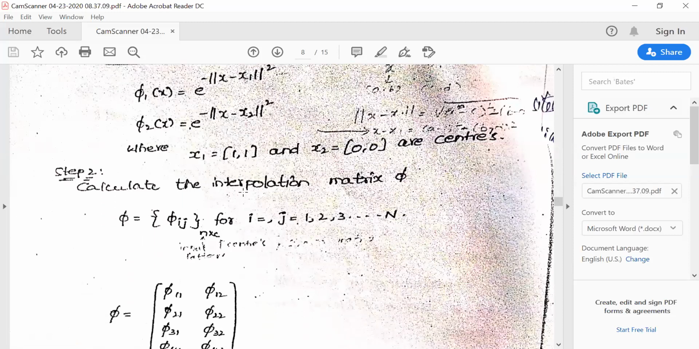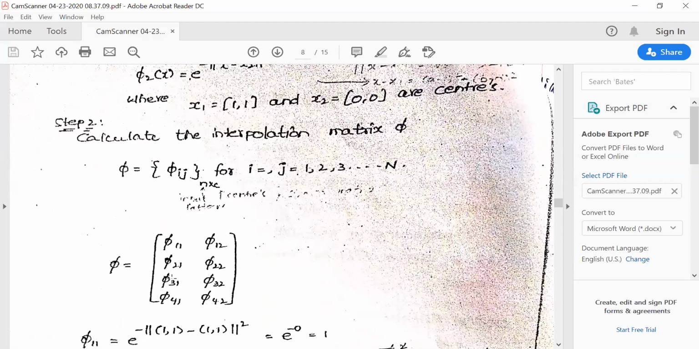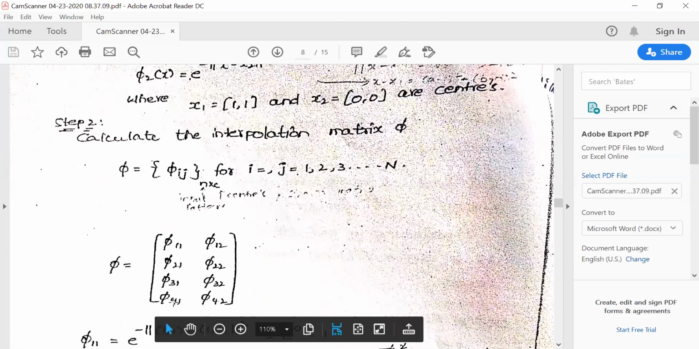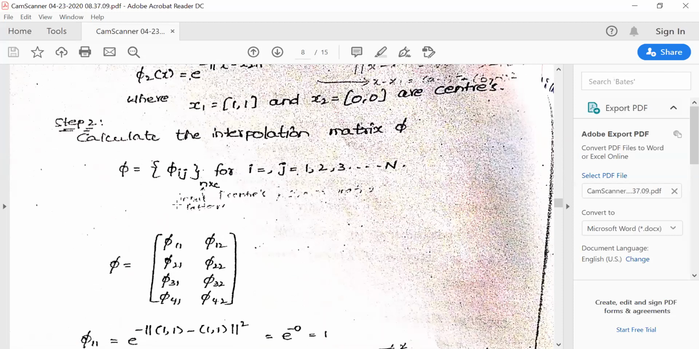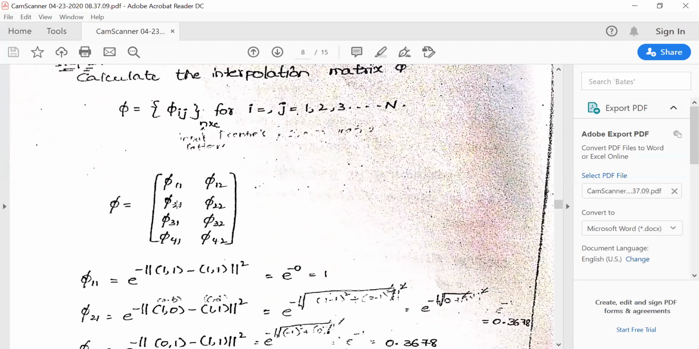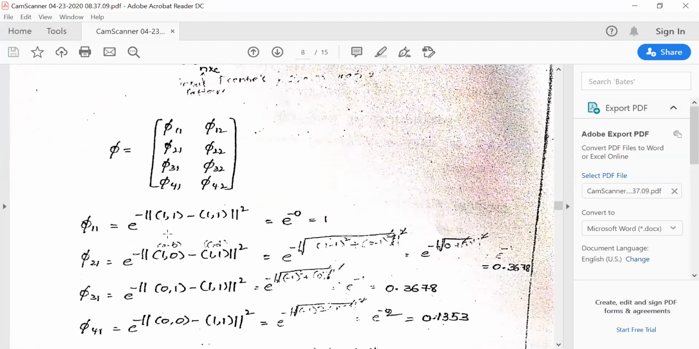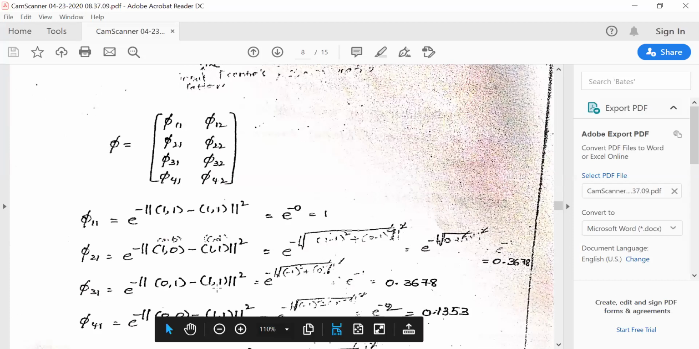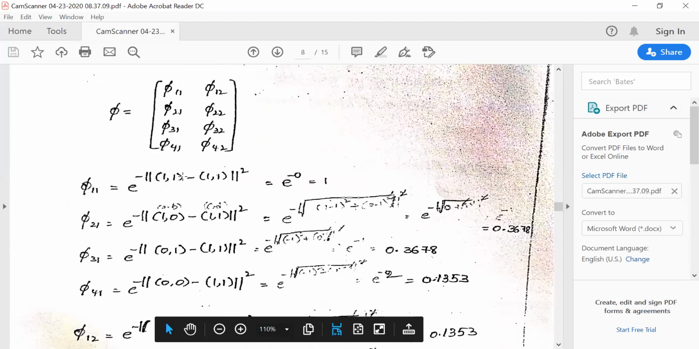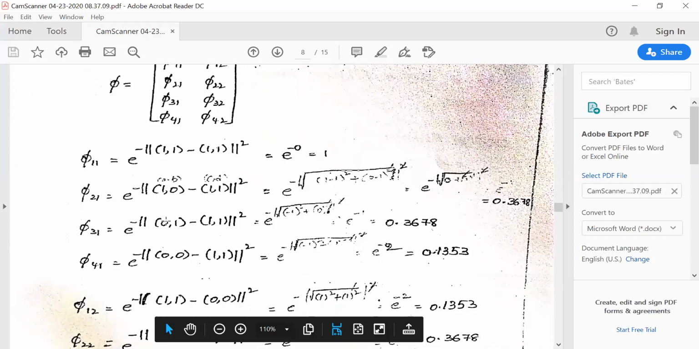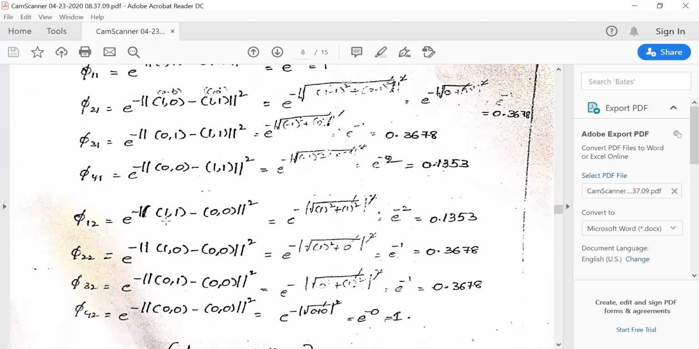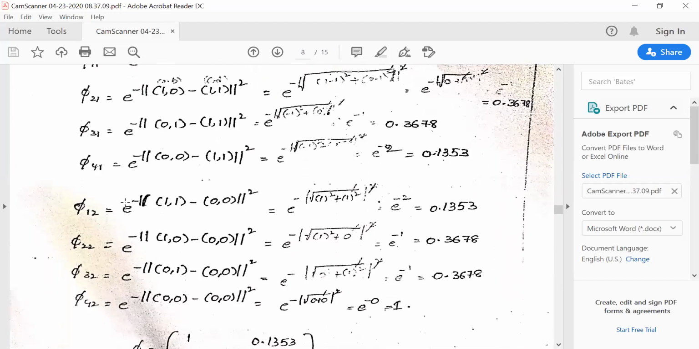Okay, so now this phi11, phi21, phi31 and phi41, all of them will calculate the distance between this first center and the inputs. So phi11 is the distance between 11 and the center 11, and 10, 11, 01, 11, 00 and 11. Okay, and similarly you can calculate the distance between the second center and all the 4 points. They become phi12, phi22, phi32 and phi42.